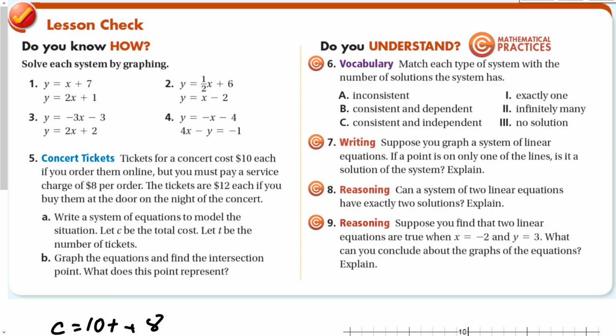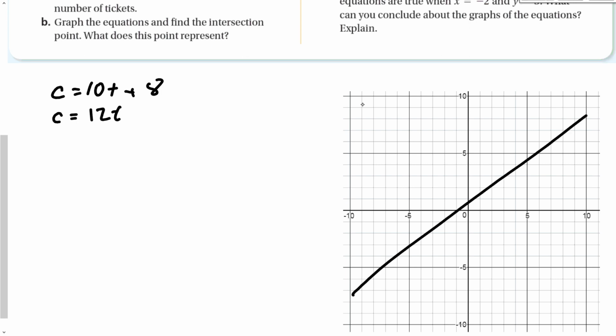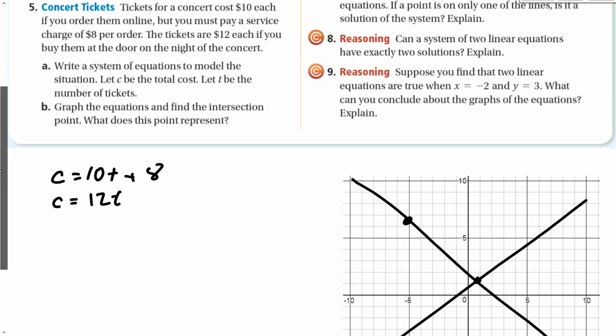Match each type of system with the number of solutions the system has. Inconsistent has no solutions. Consistent dependent has infinite solutions, and consistent independent has one solution. Suppose you graph a system of linear equations. If a point is on only one of the lines, is it a solution to the system? Well, let's think about this. Here's a line. Here's a line. That point right there, which is on one of the lines, is not a solution to the system. The solution has to be on both.